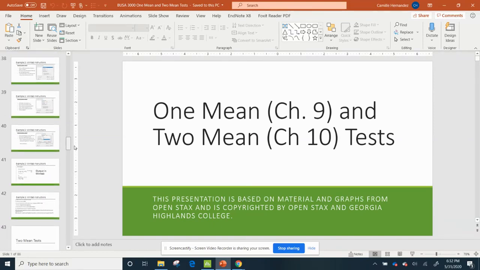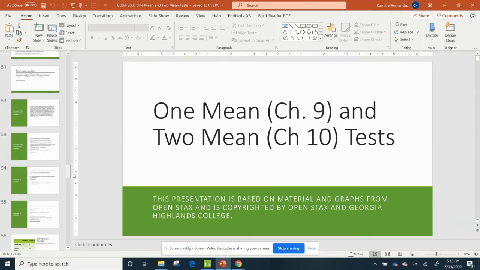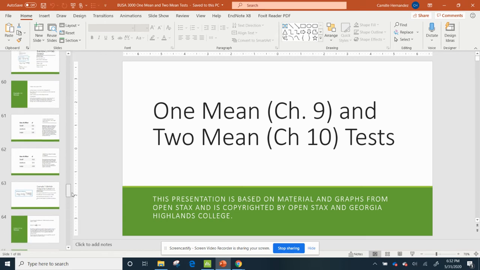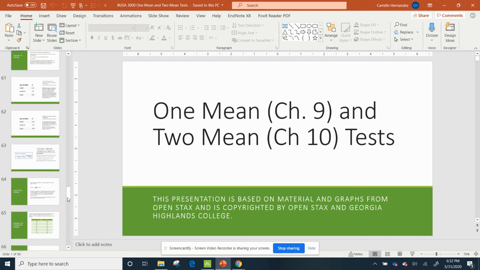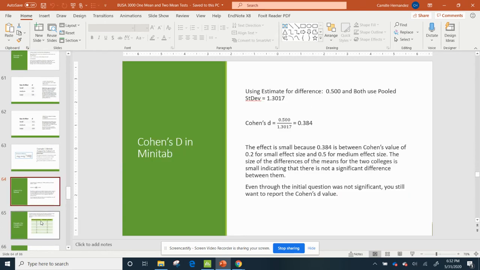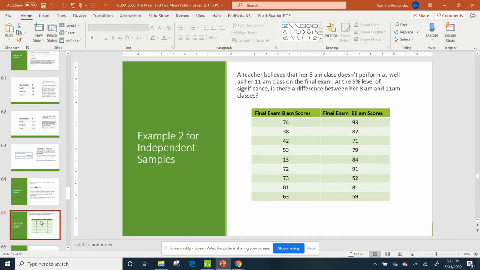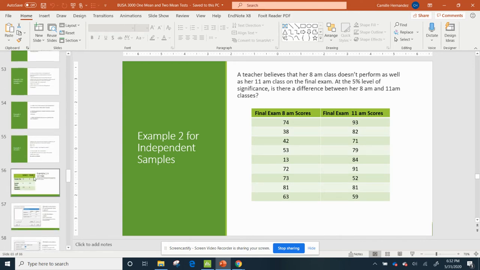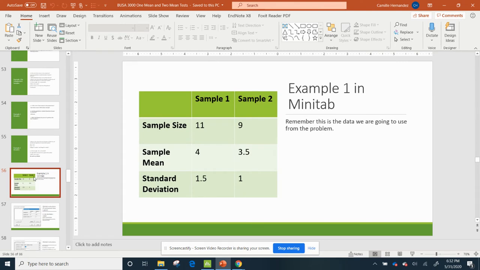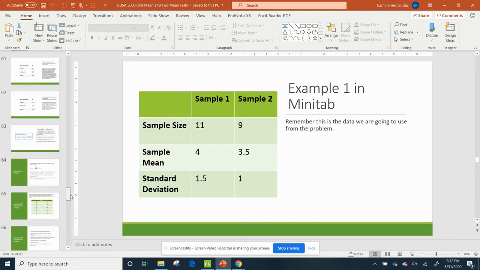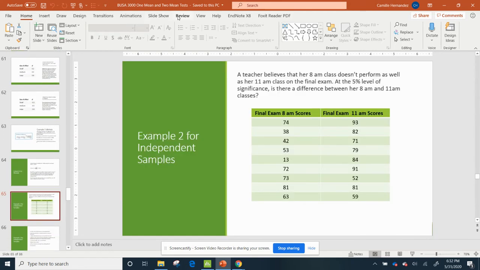Okay, so let's keep going. Now we're going to do example 2 for the independent t-test. All right, so let me go look here. We talked about Cohen's d. We did example 1. And remember example 1, and I'm going to quickly show it to you just so it could jog your memory. I had the statistics for each sample. I didn't have the actual data. But for example 2, I'm going to have the actual data.